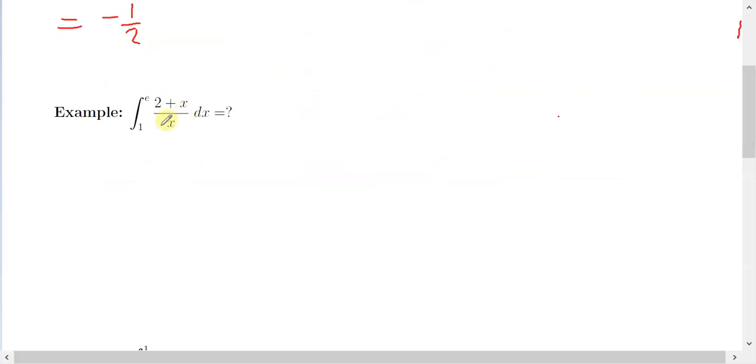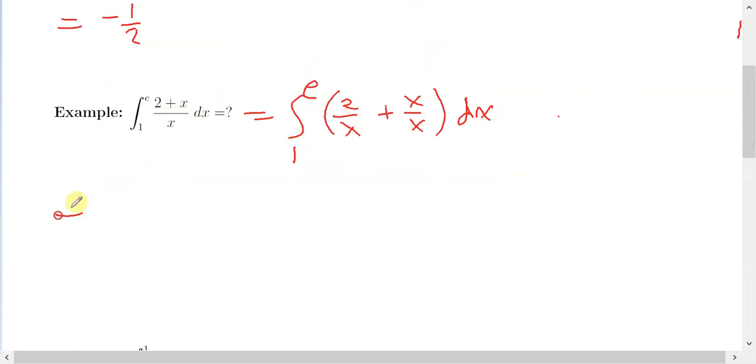So this is not in our list. I want to evaluate this integral, but what I'm looking at here, I don't recognize it as something in our list. The most obvious thing to do in this one is to separate that fraction, the numerator, over the common denominator of x. I can always push that back together because it has a common denominator, but I broke it apart because I now have the integral from 1 to e of 2 over x, plus 1.